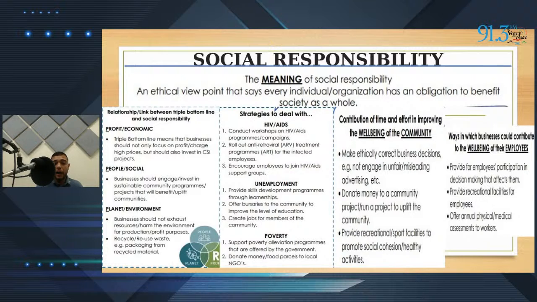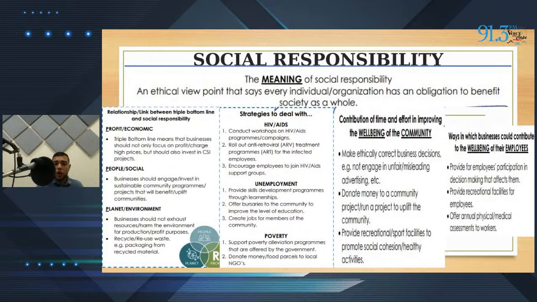Our planet or environment: business should not exhaust resources or harm the environment for production or profit purposes. Rather, they should recycle or reuse the waste. Example, packaging from recycled material. Our glass bottles, what can we do with those, or our plastic bottles? We can grow plants in those bottles, have fertilizer in them, put the seeds, water them every day, have them in sunlight, and then we would be part of the recycling clan.